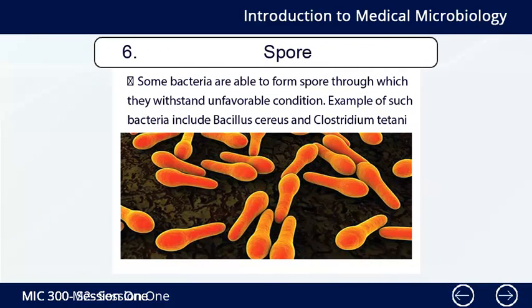Number 6. Spores. Some bacteria are able to form spores through which they withstand unfavorable conditions. Examples of such bacteria include Bacillus cereus and Clostridium tetani.